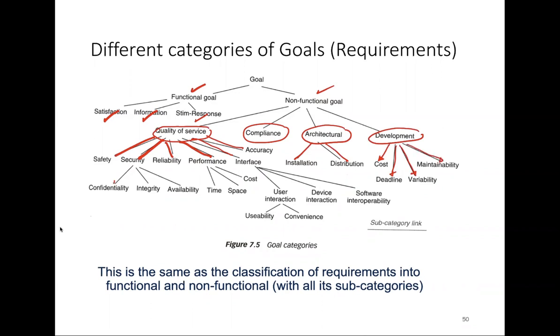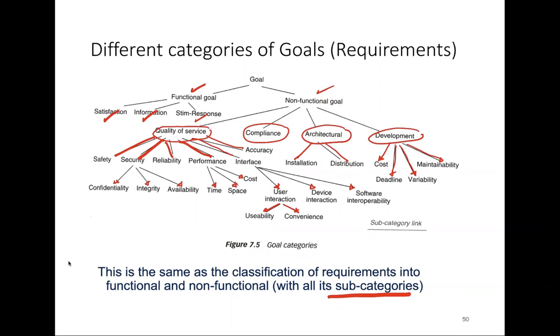Underneath security, we might find confidentiality goals, integrity goals, and availability goals. For performance, we care about time, space, and cost. For interface, we look into user interaction, device interaction, or even software interoperability. For user interaction, we're looking for usability goals and convenience goals. So you can see there are different categories for the goals that we should identify. It looks like a similar classification of requirements into functional and non-functional, but here we also have subcategories.